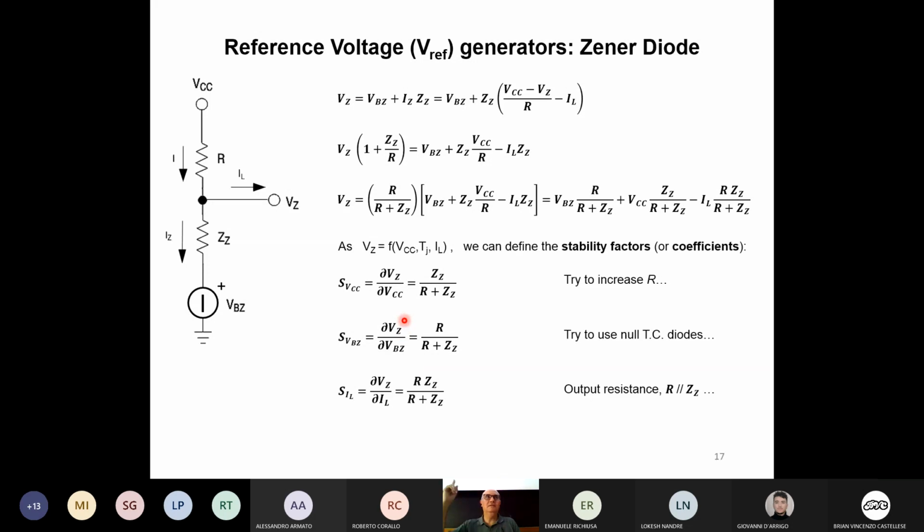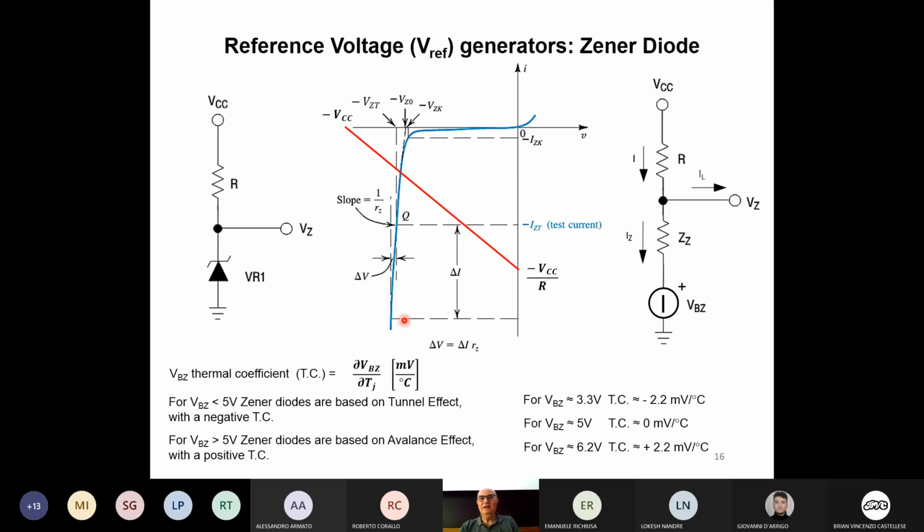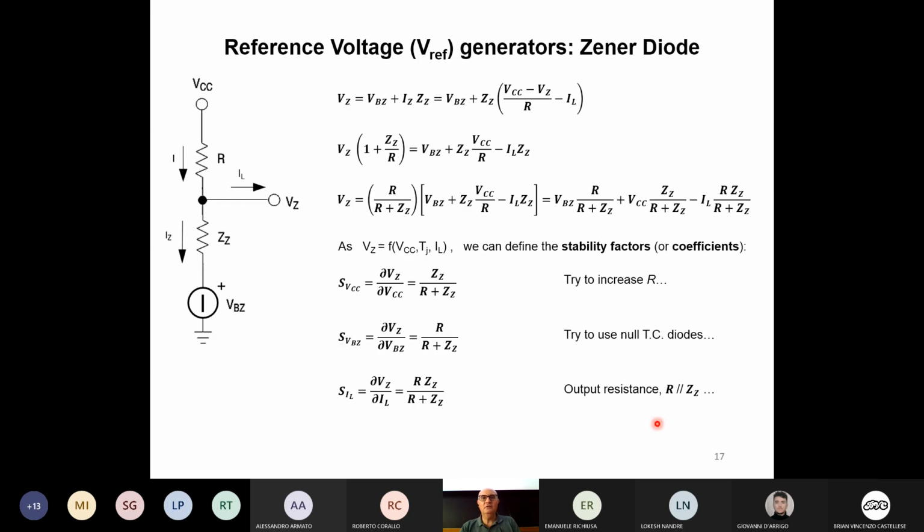But we know that if we choose a 5-volt diode, we will have a null variation in the breakdown voltage. So the only chance to get a good result here is to choose a 5-volt diode. If you don't choose a 5-volt diode, we must tolerate some variation in the breakdown voltage. Okay? That's it.